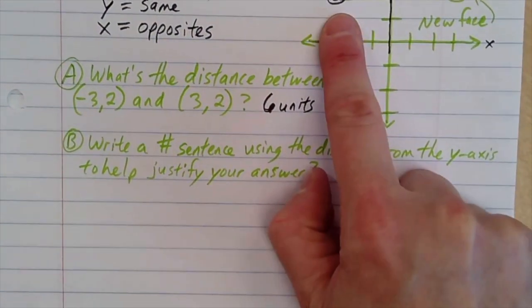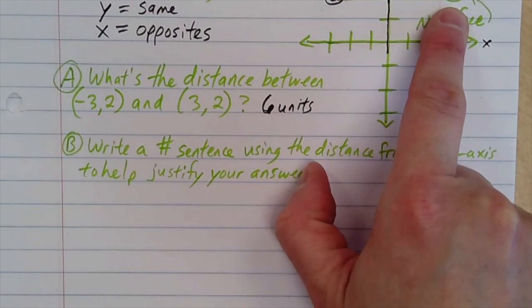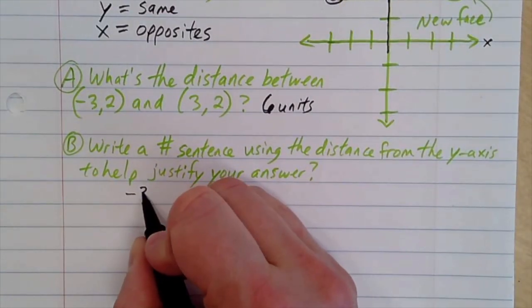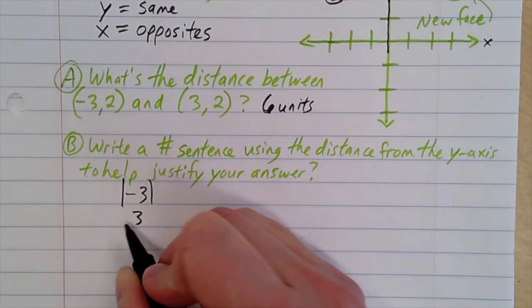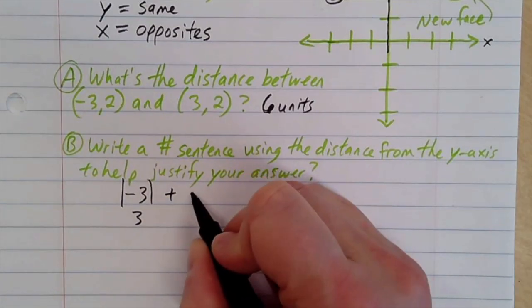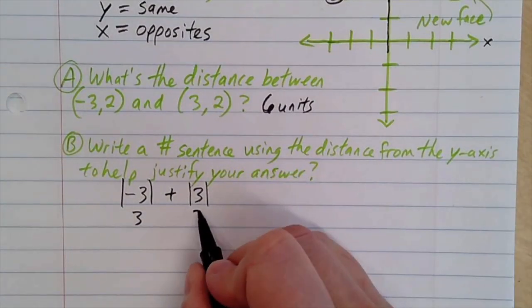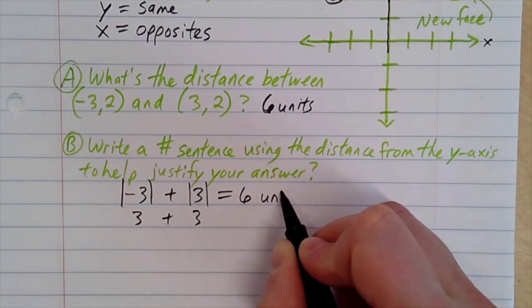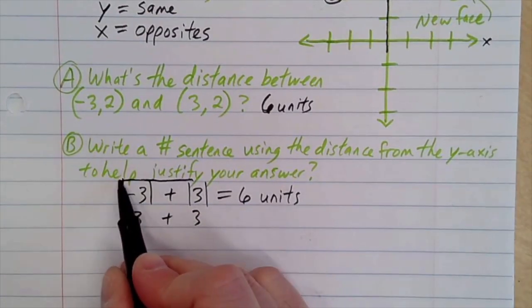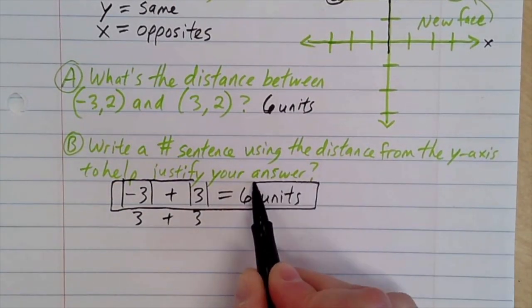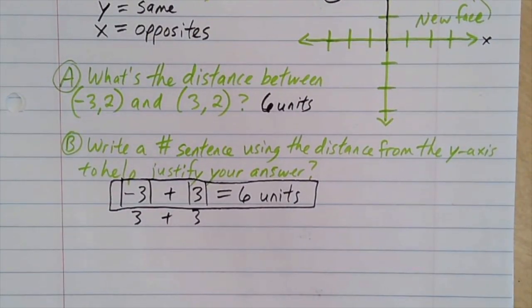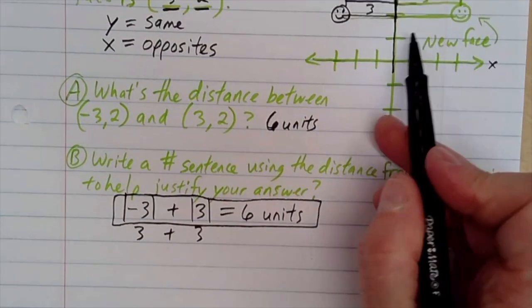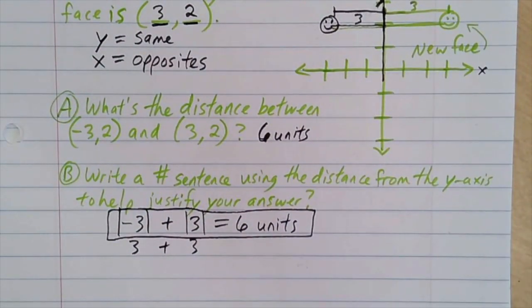How this is 3 to the left and this is 3 to the right. So this is -3, but when you take its absolute value, it's just 3 away. And then you add it to a +3, its absolute value is just 3 away. So when you write that, that equals 6 units. So this is like your number sentence, writing your absolute value of -3 plus the absolute value of +3 is how you get the 6 units. They're 6 units away from each other using that.